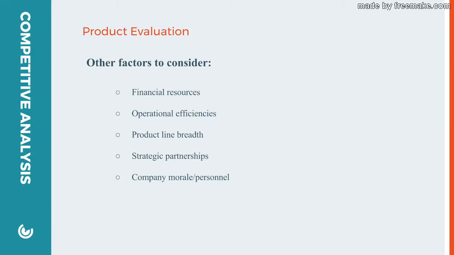Some other things that you need to consider are financial resources. Are they able to withstand financial setbacks? How are they funding new product development and improvement? Operational efficiencies. Are they able to save time and cost with clever production and delivery techniques? Product line breadth. How easily can they increase revenues by selling related products? Strategic partnerships. What kinds of relationships do they have with other companies in terms of product development, promotion, or add-on sales? And company morale and personnel. What is the motivation, commitment, and productivity level of their employees?